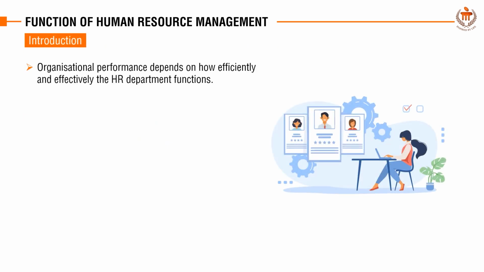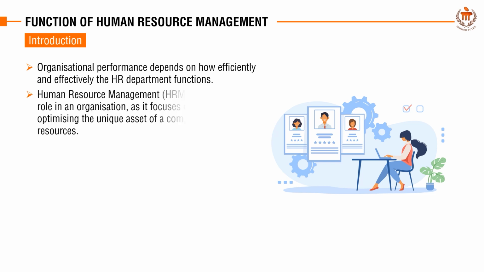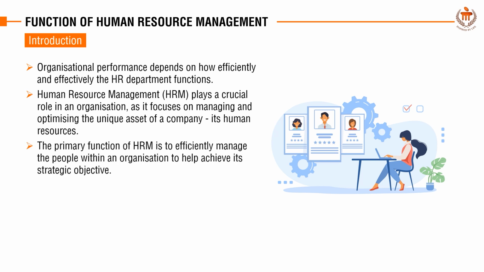As we all know, organizational performance depends on how efficiently and effectively the HR department functions. Human resource management plays a crucial role in an organization as it focuses on managing and optimizing the most important asset of a company. It is human resources. The primary function of HRM is to efficiently manage the people within an organization to help achieve its strategic objectives.